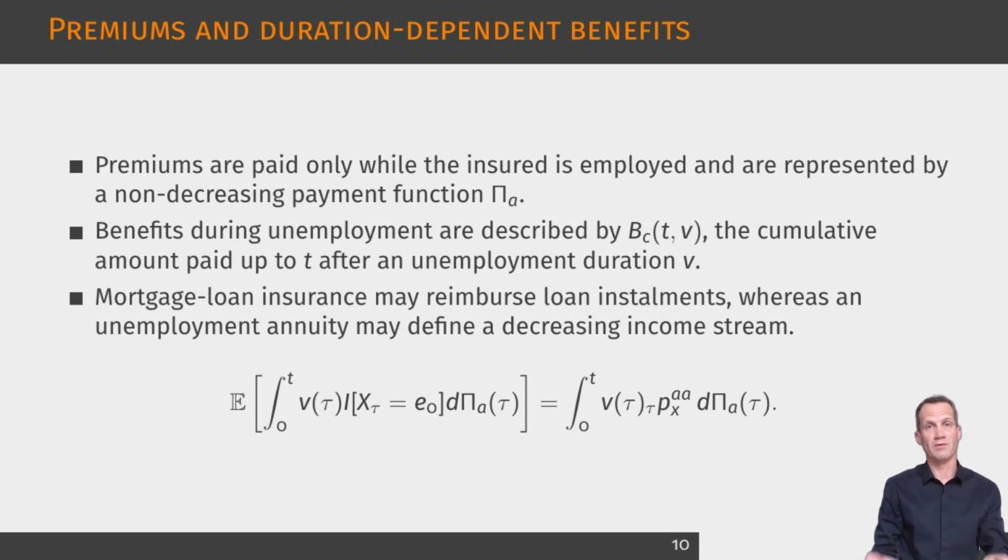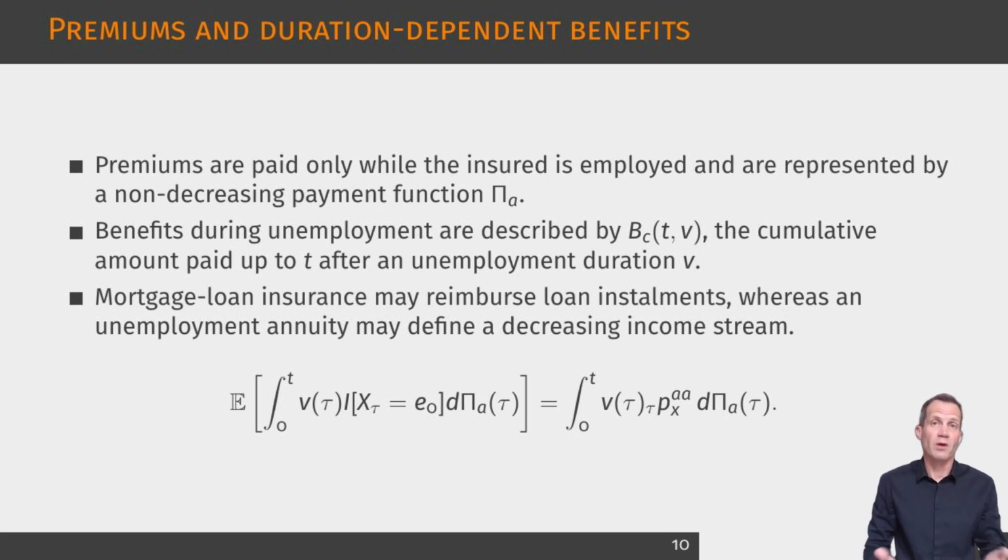Benefits are described by a function depending on both calendar time and unemployment duration. This is necessary because a payment at time t may depend on when the unemployment spell started. The chapter gives two examples. In mortgage loan insurance, the benefit may correspond to the loan installments paid by the insurer while the borrower is unemployed. If the loan is repaid by constant annuities, the benefit count depends on the number of payment dates falling after the deductible period and after the waiting period.